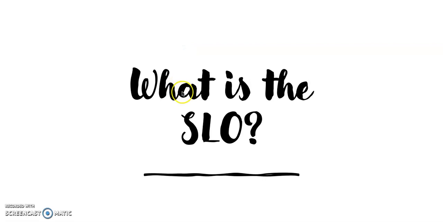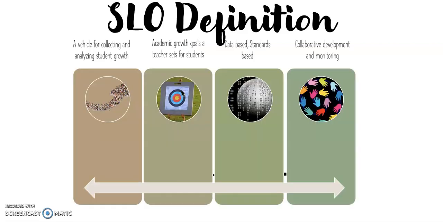So first, what is the SLO? I got a lot of this information directly from the State Department. Some of the slides are exactly the same because I wanted us all to be on the same page. According to the State Department, the SLO is a vehicle for collecting and analyzing student growth based on growth targets. Essentially this is just progress monitoring, which I think as special ed teachers, we do all the time, and we must do it for IEPs.